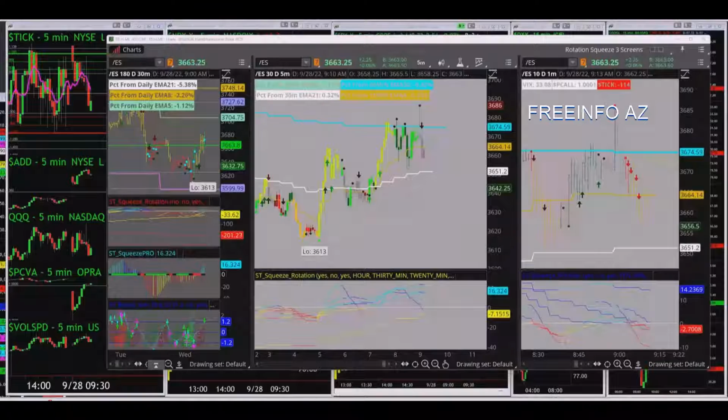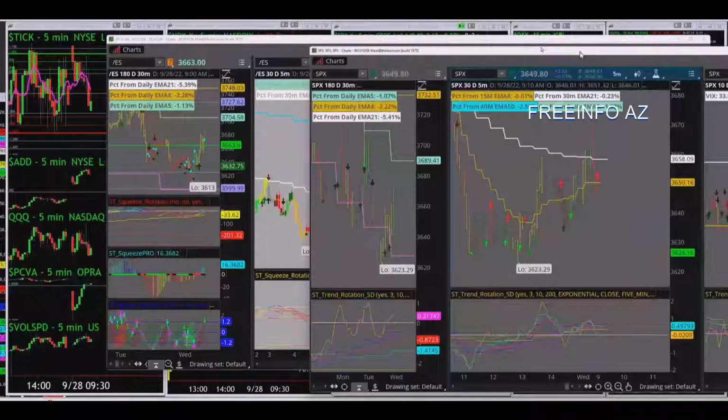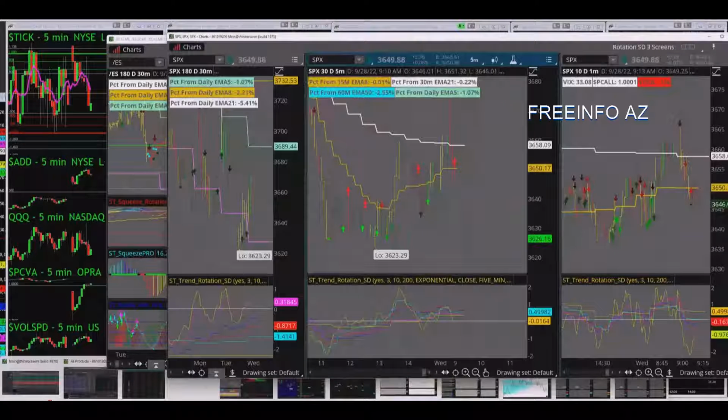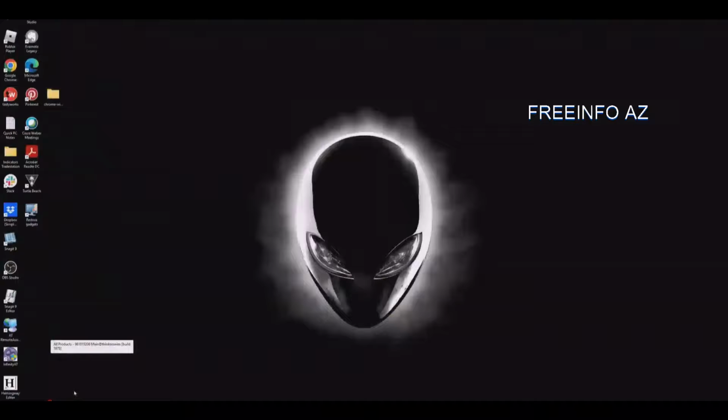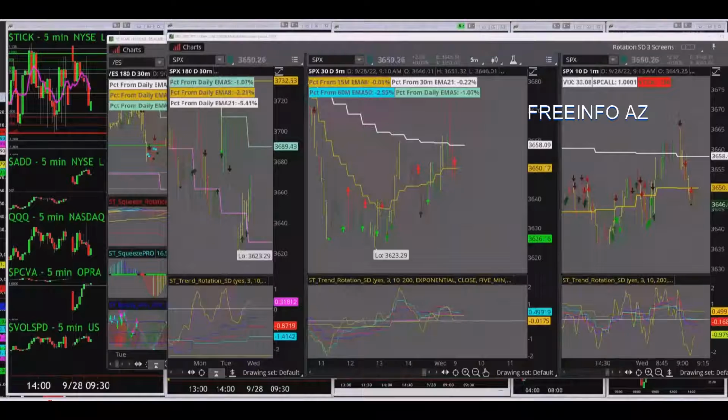Yeah, market's definitely in hurry up and wait mode here. All right, so we're starting to get some more red arrows here.